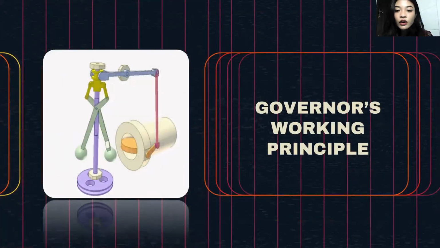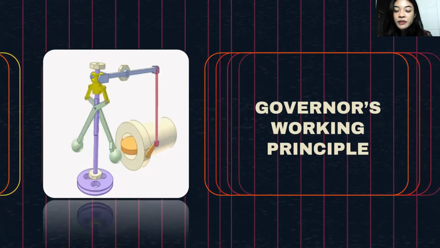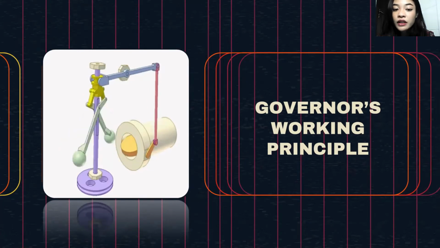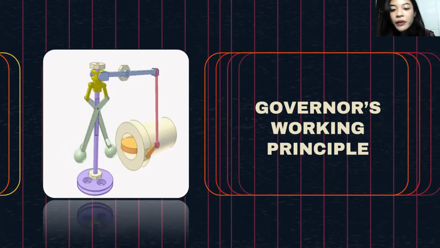Next is the governor's working principle. Basically, the way a governor works is simple. It just relies on engine rotation speed alone. A governor is connected to a spinning shaft. A pair of pendulums is connected to the shaft. The pendulums rotate along with the shaft rotation.